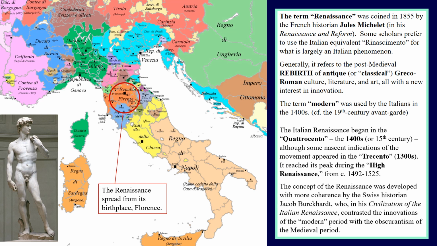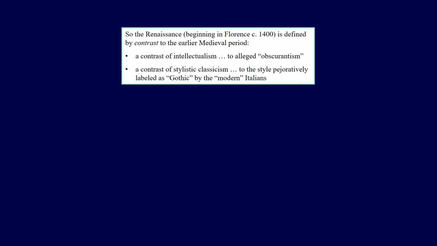The concept of the Renaissance was developed with more coherence by the Swiss historian Jacob Burckhardt, who, in his Civilization of the Italian Renaissance, contrasted the innovations of the modern period with the obscurantism of the medieval period. So, the Renaissance, beginning in Florence around 1400, is defined by contrast to the earlier medieval period. First of all, a contrast of intellectualism to this alleged medieval obscurantism, and a contrast of stylistic classicism to the style pejoratively labeled as Gothic by the modern 15th century Italians.